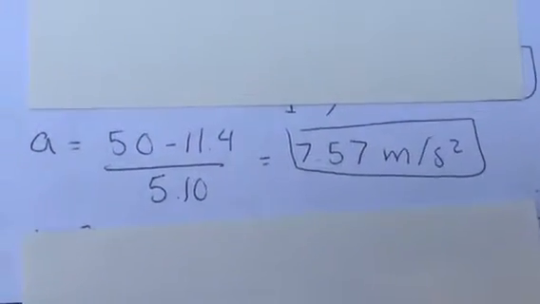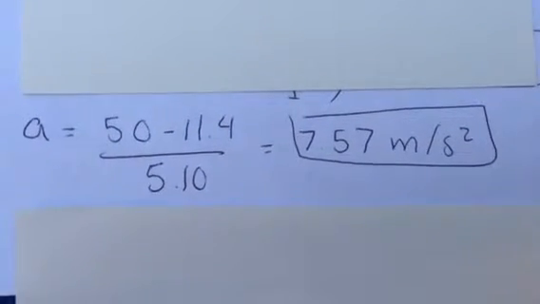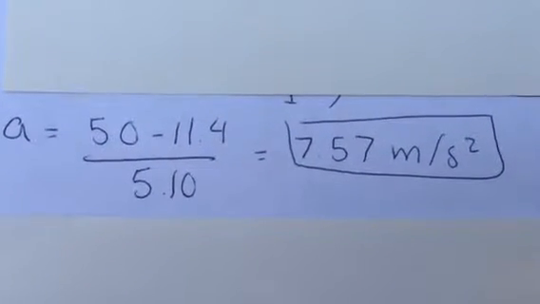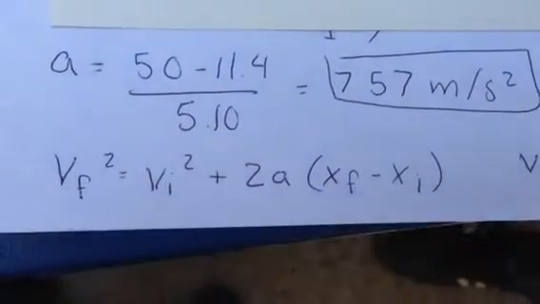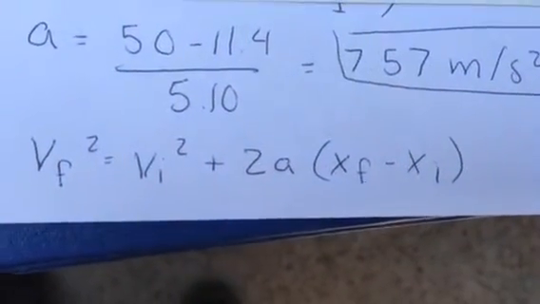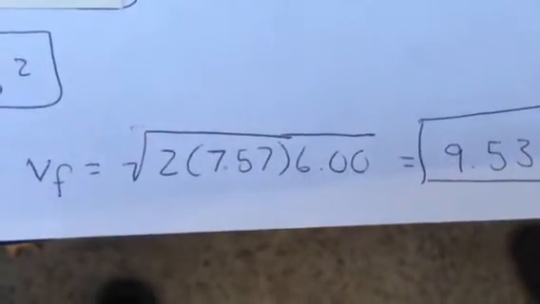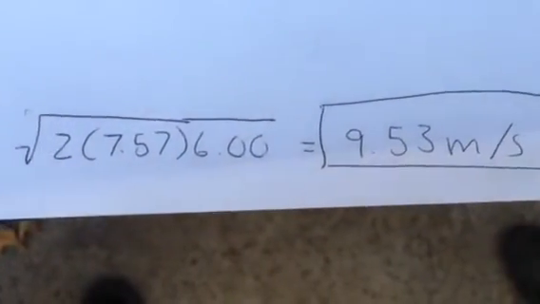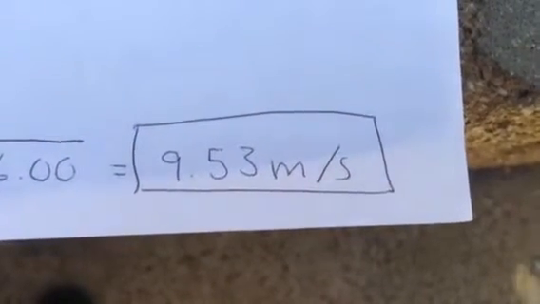So to find acceleration, we have acceleration is equal to 50 minus the tension, which is 11.4, over 5.1, and you get that the acceleration is equal to 7.57 meters per second squared. And to find final velocity, we have Vf squared is equal to V initial squared plus 2a delta x, and we get that V final is equal to the square root of 2 times 7.57 times the height, which is 6, and you get that velocity final is equal to 9.53 meters per second.